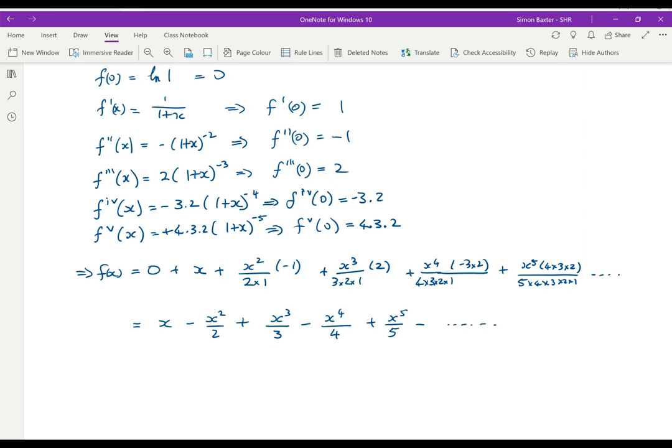So this now is log(1 plus x). Is it any use? In other words, does it converge? This converges when minus 1 is less than x is less than or equal to 1. So it's useful within that range. If x is outside that range, then it will not give a good approximation for log(1 plus x).